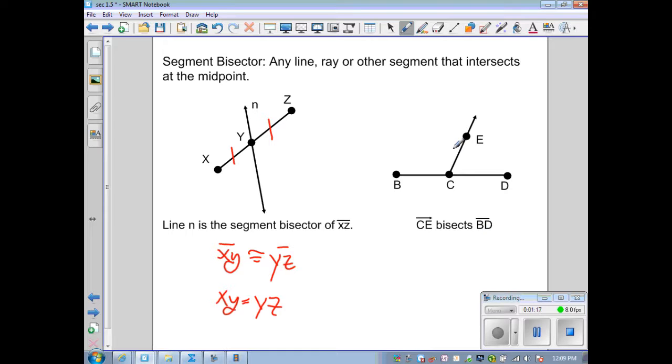I also know that ray CE must pass through or intersect the midpoint of segment BD. When I know that segment BC is congruent to segment CD, I can represent that with tick marks in the diagram or with an expression. I also know from the definition of congruency that the length of BC is equal to the length of CD.